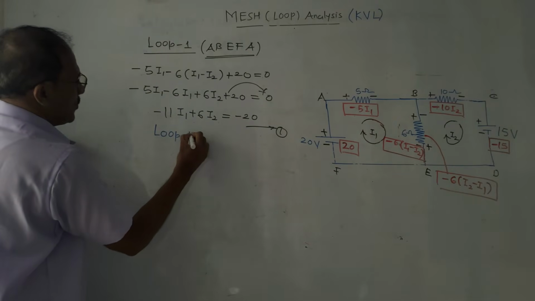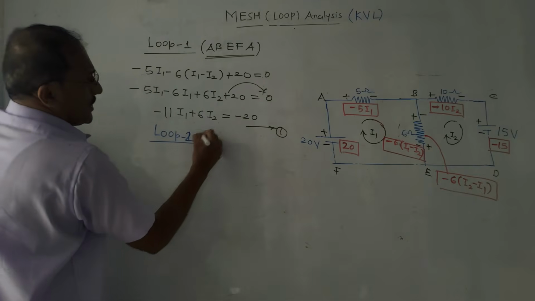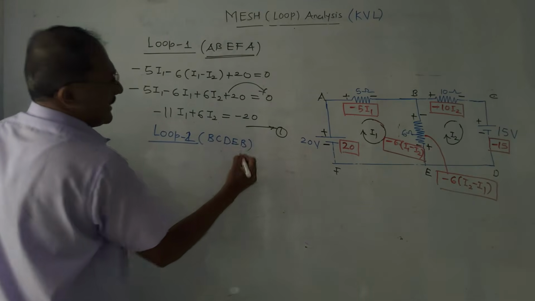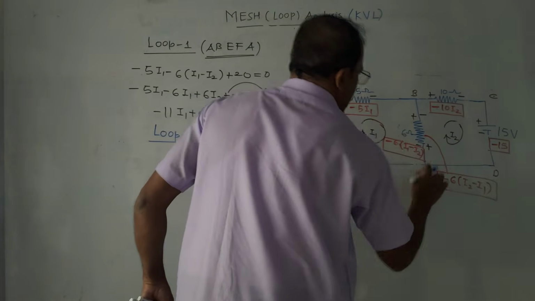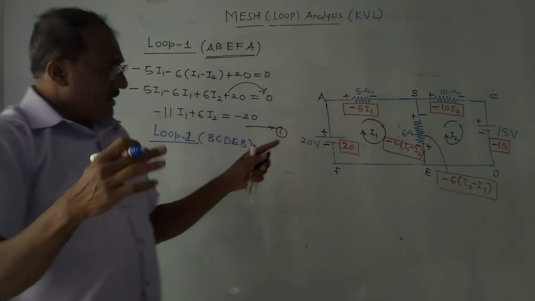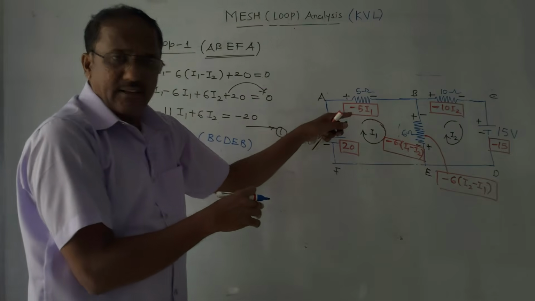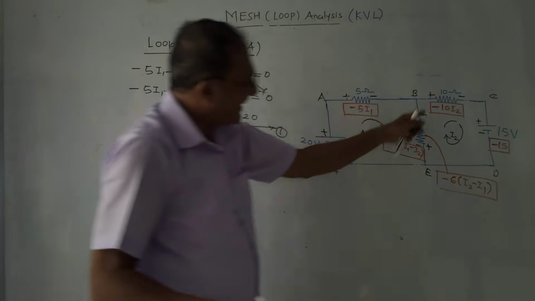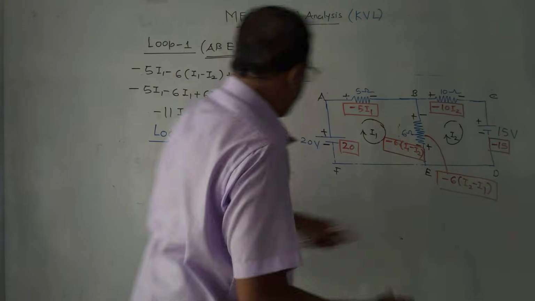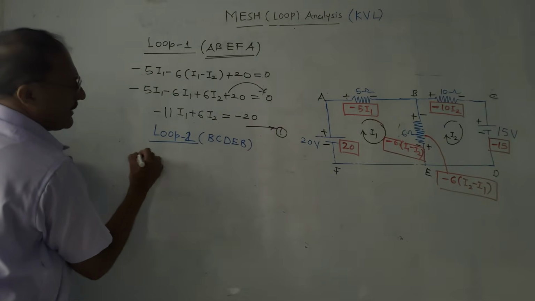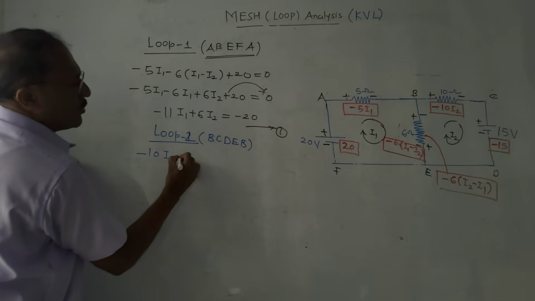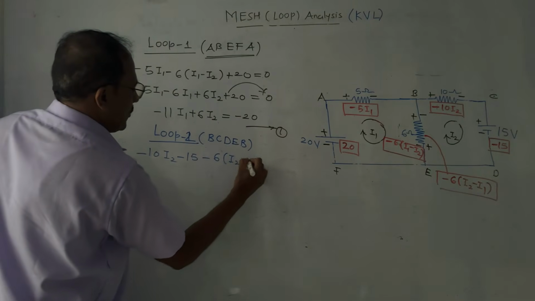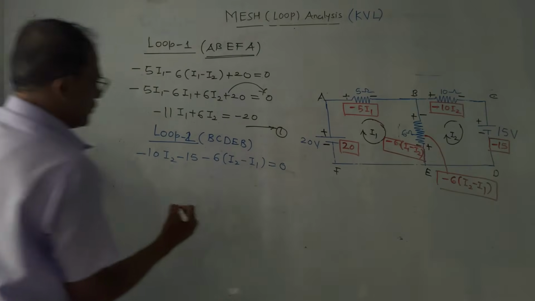So for loop 2, which is this loop, this is B, C, D, E, B. Again refer to the diagram, B, C, D, E, B. What I said, after writing the things in the diagram, now don't follow any rules. You just have to go on writing the values which we have written in the square bracket. So start writing the values directly. Minus 10 I2, then minus 15, minus 6 (I2 minus I1) is equal to 0.